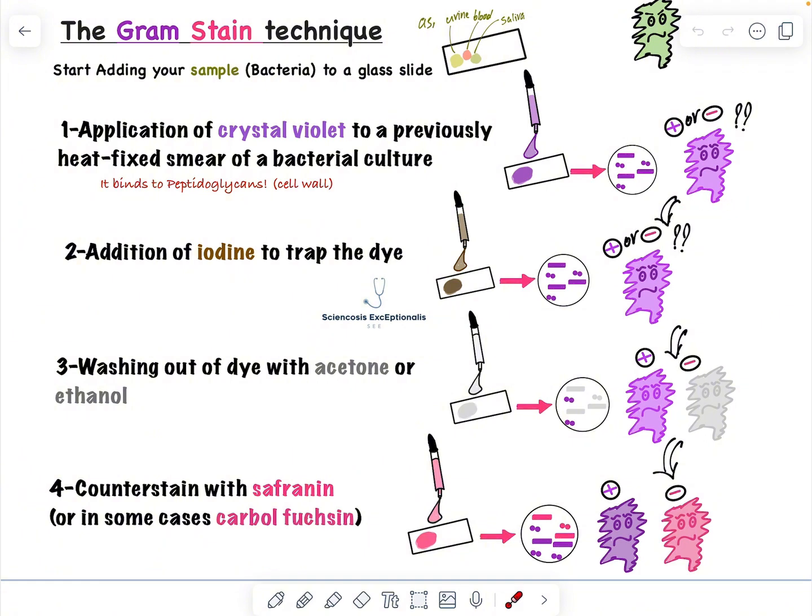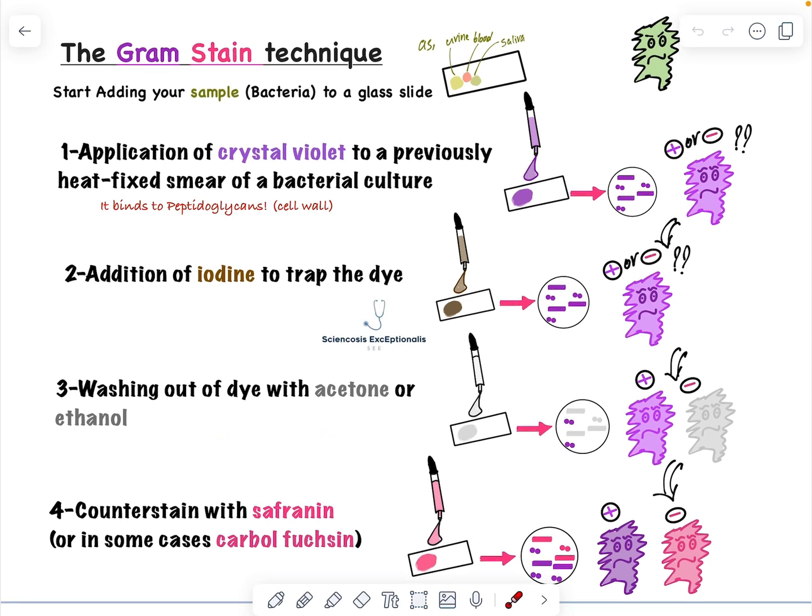And we don't know until now whether the bacteria are gram positive or gram negative. To strengthen the crystal violet, we add iodine, so the result will remain the same. After that, we have the most important step, which is the differential step, and we wash out the dye with acetone or ethanol only for seconds. Why? Because acetone or ethanol causes the crystal violet iodine complex to dissolve away. So the more the time passes, the more the complex dissolves.